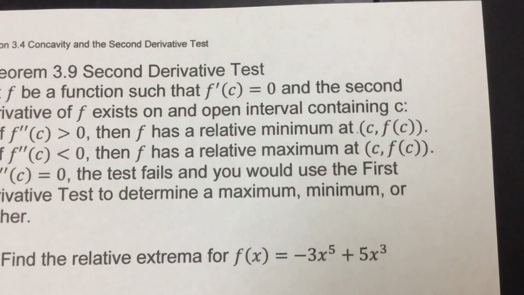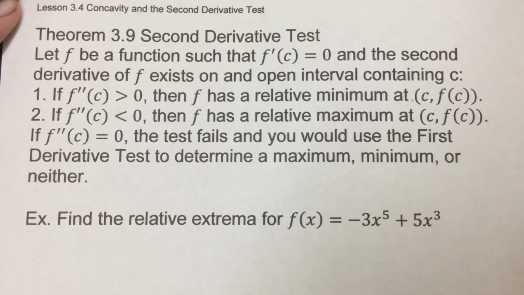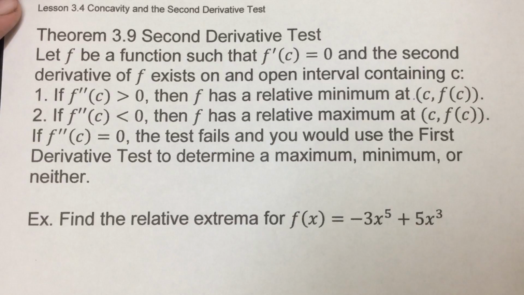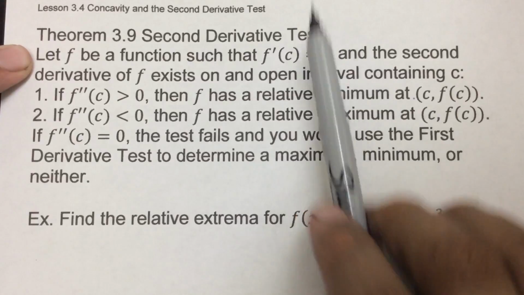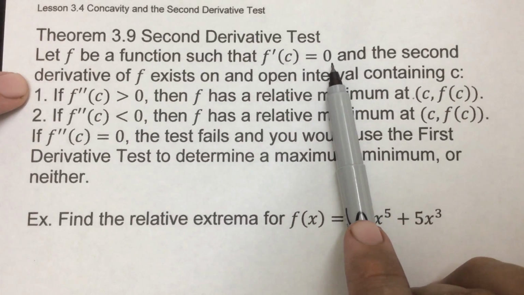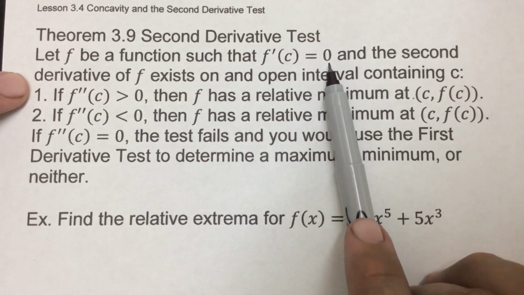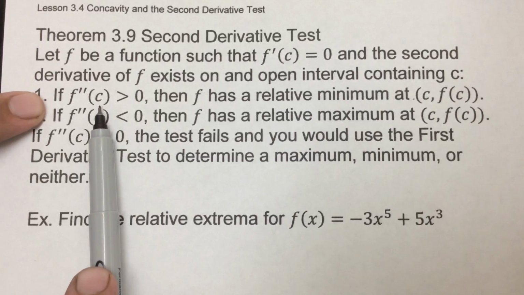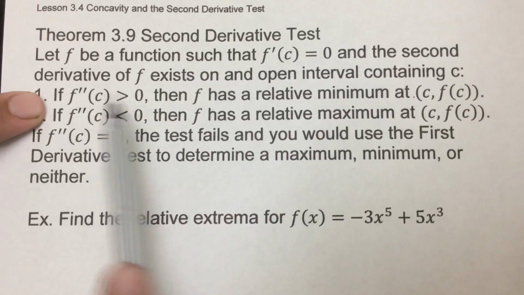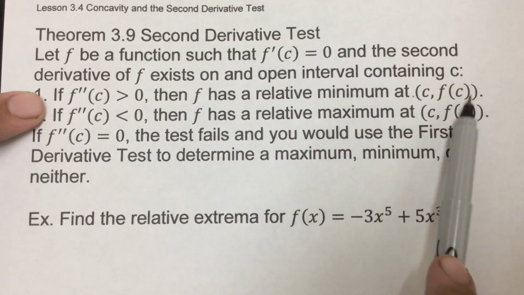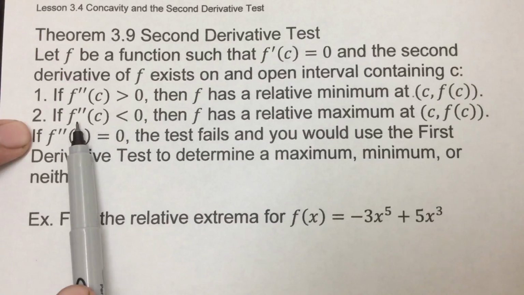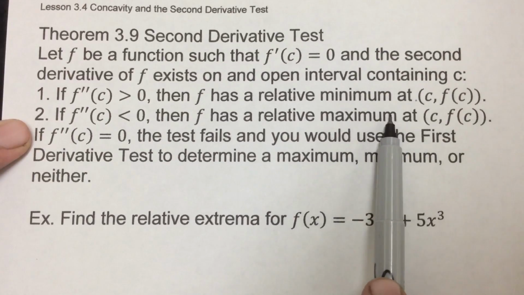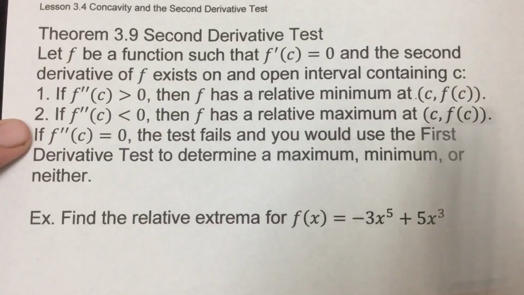Now, finally, theorem 3.9, second derivative test. What we're going to do is the first derivative, set equal to 0, get those critical numbers. Those critical numbers we're going to put into the second derivative then. If we get a positive number when we put that critical number into the second derivative, that means it's a minimum at that point. If it's negative, then it's a max at that point. And if it equals 0, then the test fails. There's no max or min.